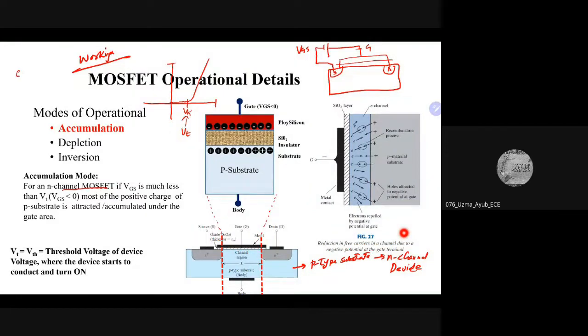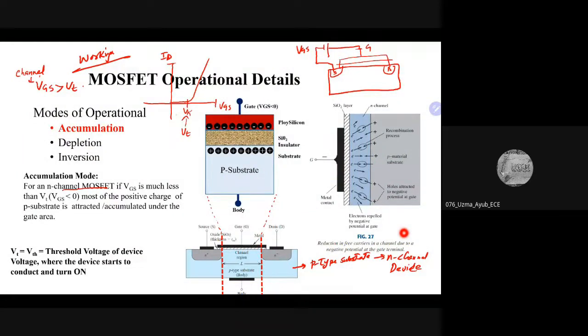So for channel, it is necessary that input voltage, which is VGS, should be greater than VT. Okay. So this is VGS, and this is, for example, device current, drain current, ID. So if input voltage is more than VT, the device turns on, channel is created, and if it is less than that, then it is not on.